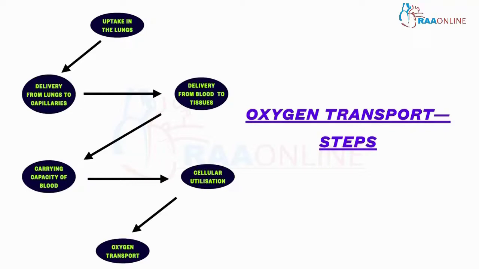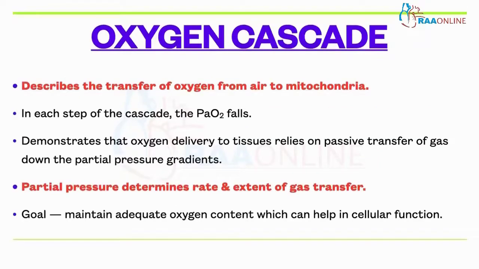And once it is utilized by the cell, carbon dioxide is generated, which is then eliminated by the process of respiration again. So this constitutes oxygen transport, the entire cascade of oxygen transport. Now, coming to cascade, there's something called the oxygen cascade, which we all must remember. And this is a very important postgraduate question.